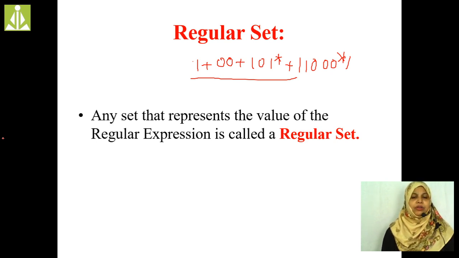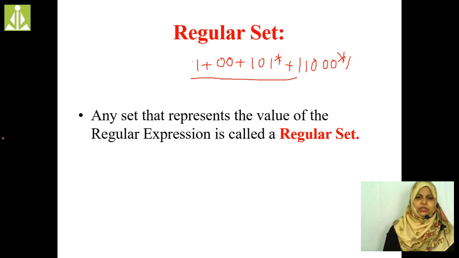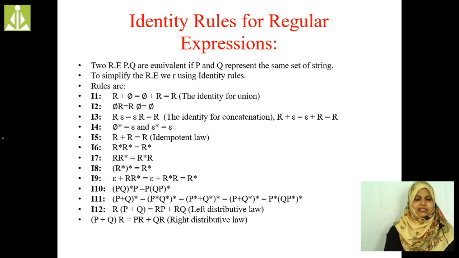Is it right? Now how are we going to simplify that particular regular expression? By using these identity rules, we can simplify the regular expressions. See here, for example, there are 12 rules: I1, I2, I3, I4, I6, I7, I8, I9, I10, I11 and I12. These are the 12 rules. By using these 12 rules, we can simplify the regular expressions, right?